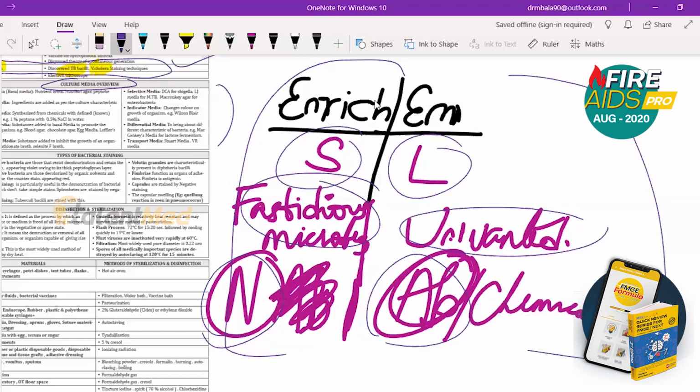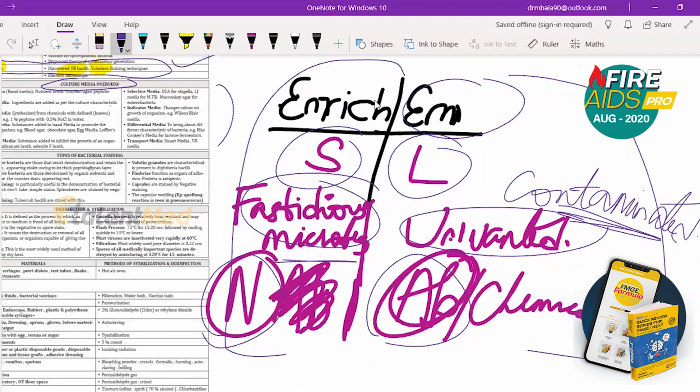Okay. So unwanted is a common word I just used. You have to say contaminated bacteria, contaminated wound, contaminated infection. So a contaminated sample means enrichment. A good sample, that is fastidious microbes, means enriched media. So I hope this is clear.